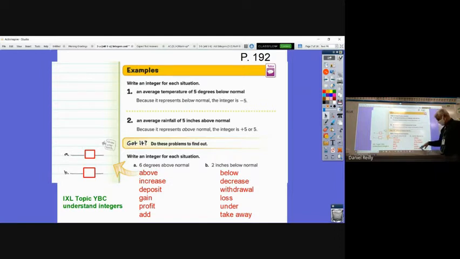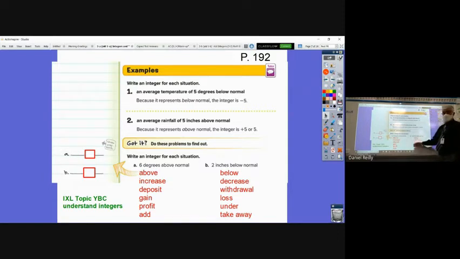Okay, so I probably should have had these covered up, but above, an increase in money, a deposit, that's when you put money into a bank account, so that's a positive word. A gain of, like if you have something that gains value, that's a positive word. Profit is another money positive word. Profit means you make more money than you spend. That's a positive amount, okay?